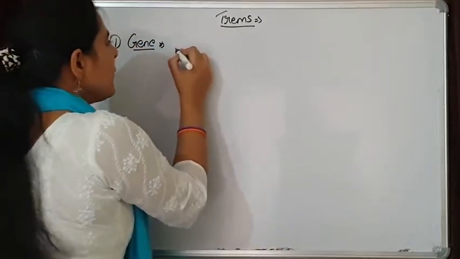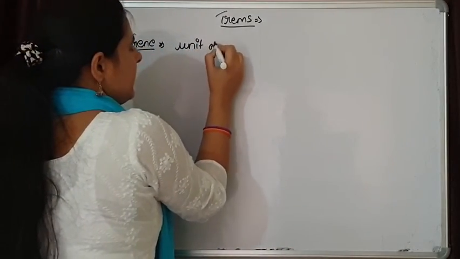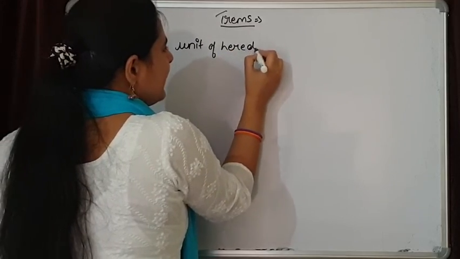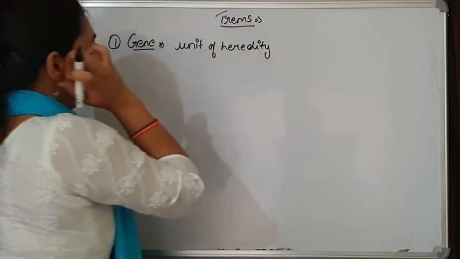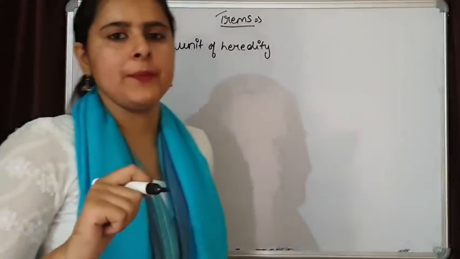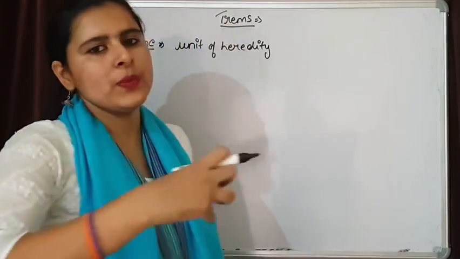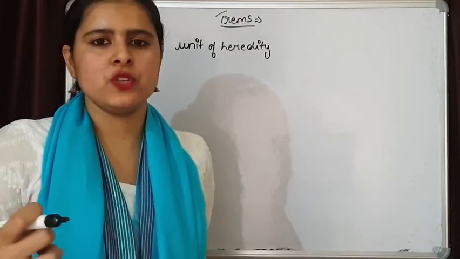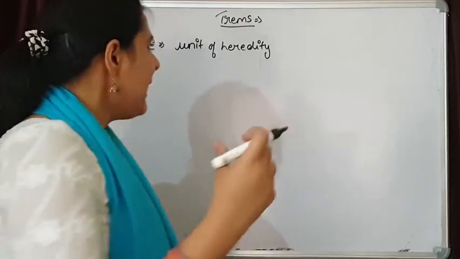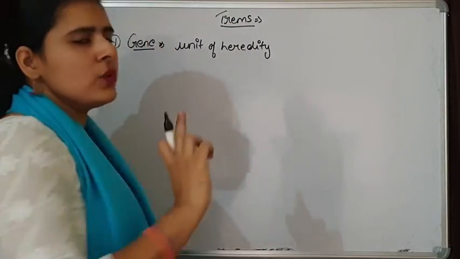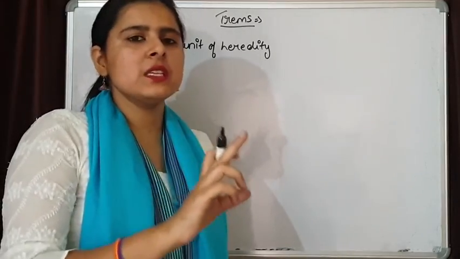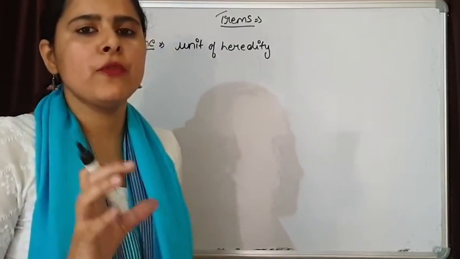A gene is the unit of heredity. We are talking about heredity, transmission of characters. Each time when transmission of characters is taking place, that means genes are going to be transmitted from one generation to the next generation. And each gene is a unit of heredity, plus each gene is going to perform a function.